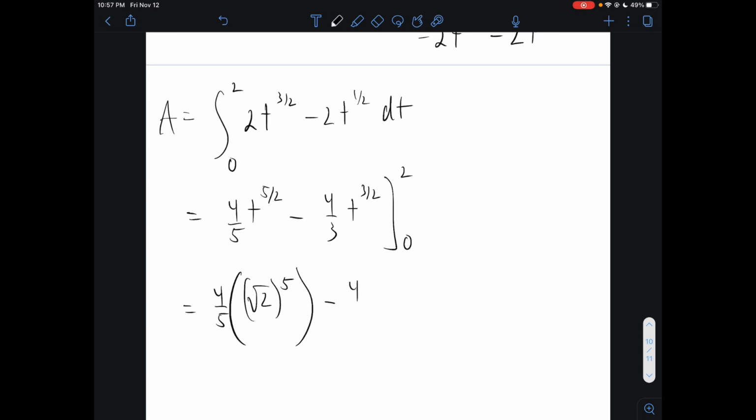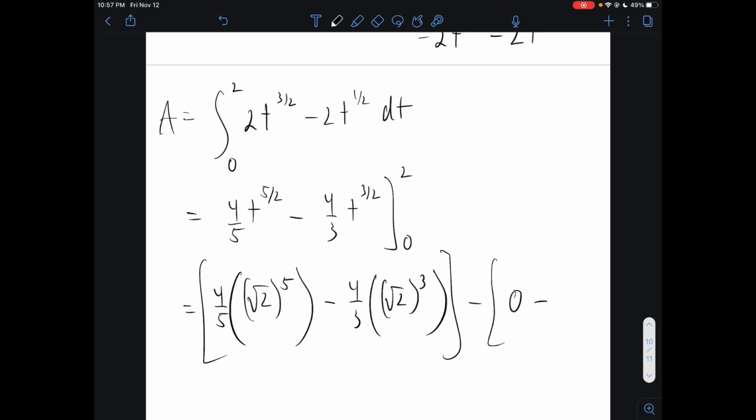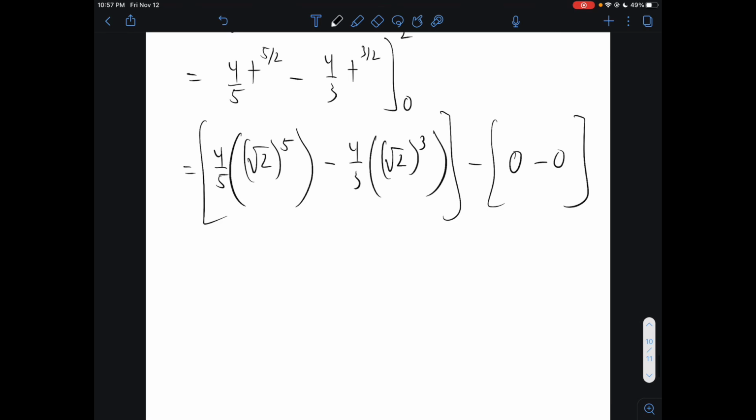And then minus 4/3 square root of 2 to the 3rd power. And then, of course, when we plug in 0, we're not going to get anything. Square root of 2 raised to the 5th power just will turn into 4 square root of 2. And then square root of 2 to the 3rd power is just going to be, I should say, 2 square root of 2.